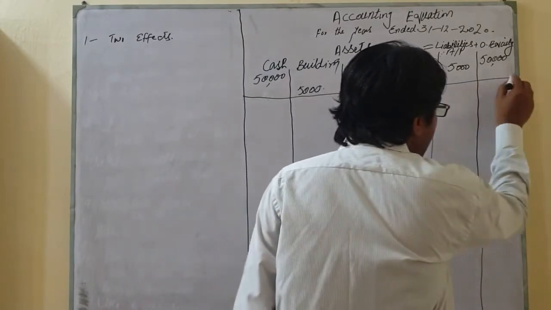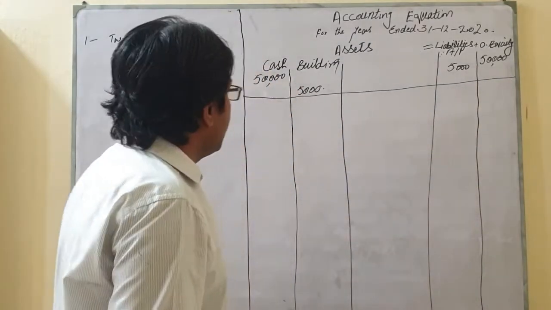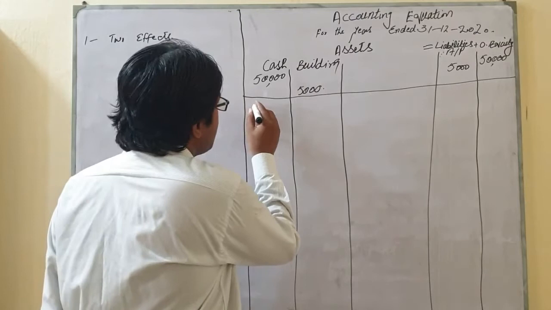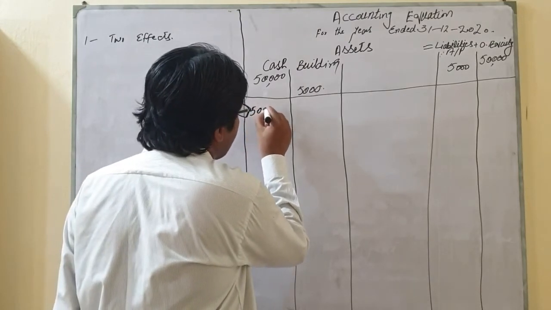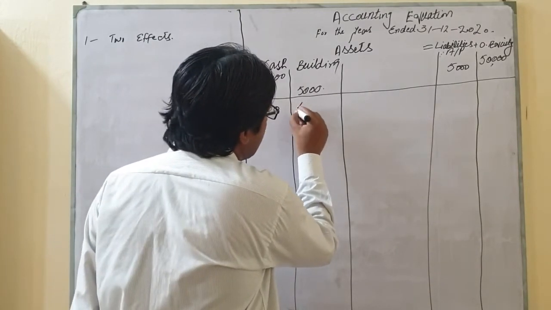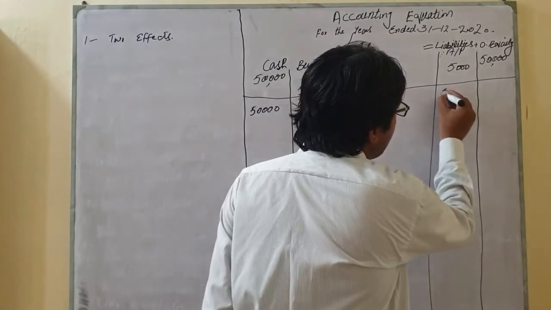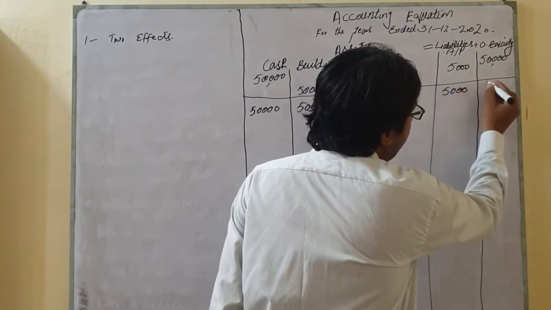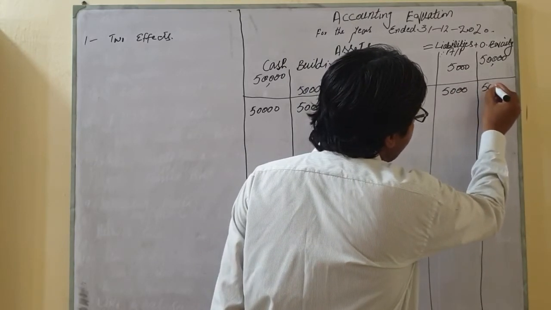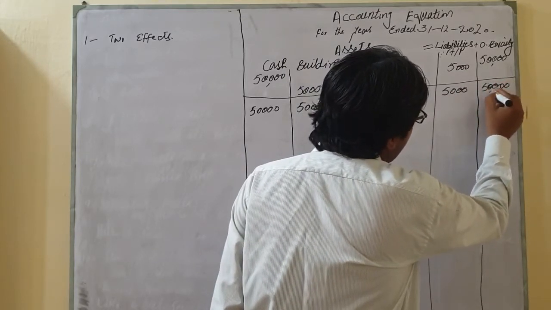Now we will draw the balance. We will calculate the balance. Our business has 50,000 cash, 5,000 building. Outsider claim is $5,000 while owner equity is $50,000.